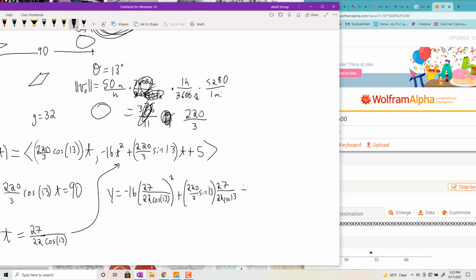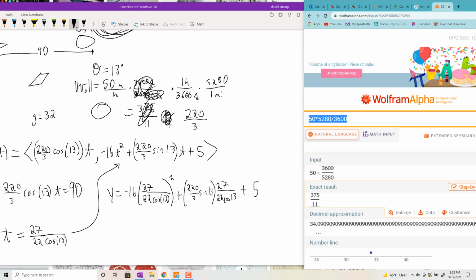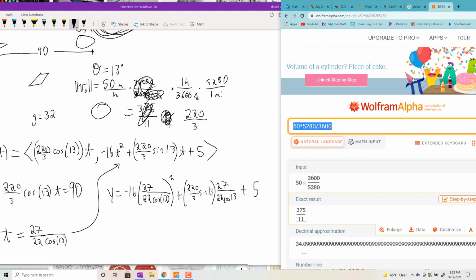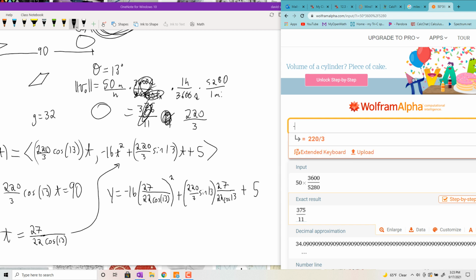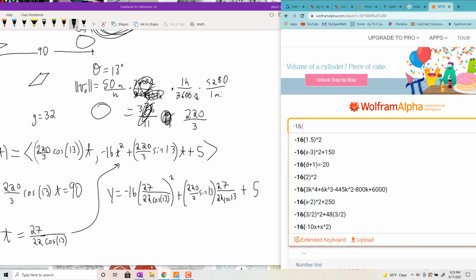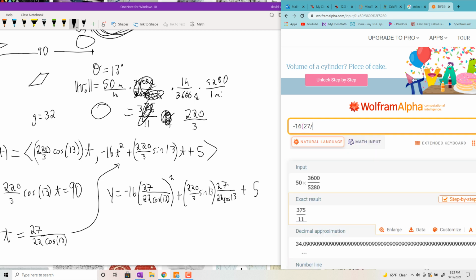And then plus the 5. Okay, I'm going to try to just put it into Wolfram over here and hope for the best. So negative 16 times parentheses 27 divided by 22 cosine, and of course it's going to be a jerk about the fact that it doesn't know if you're in radians or degrees. Let's square all of that.